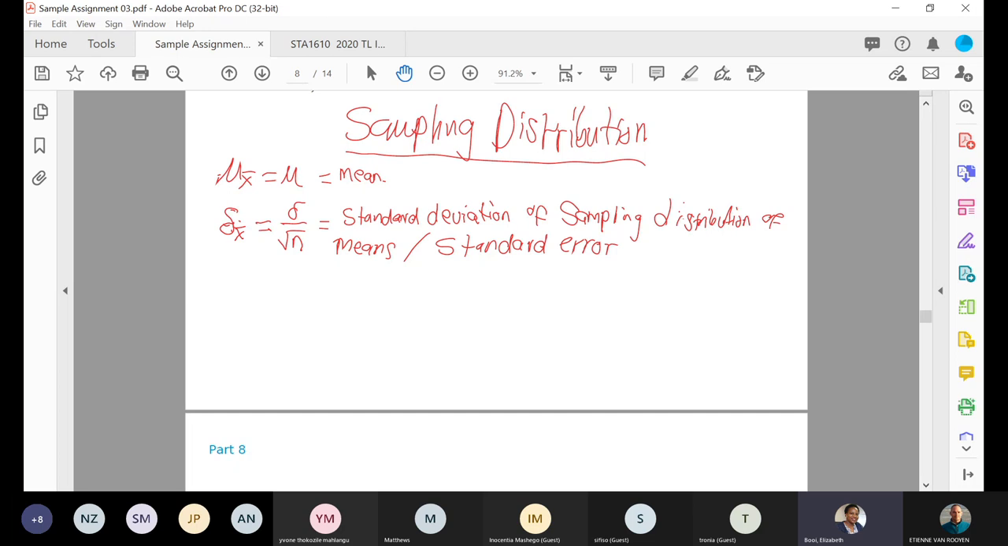In order for us to standardize the means and also to find the probability, we use the z-score, which is your sample mean minus the population mean, divided by the standard error, which is the sampling distribution standard deviation.